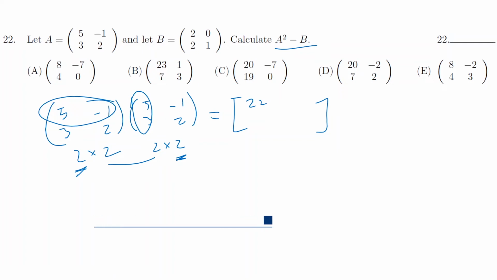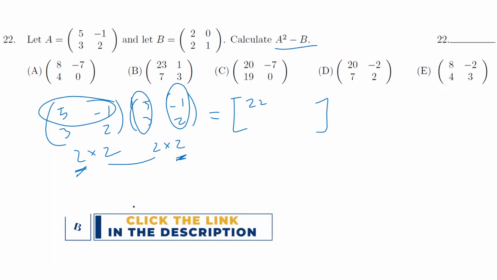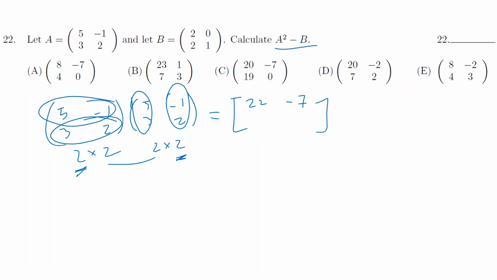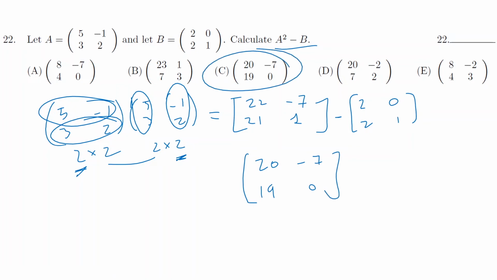5 times negative 1. We'll do this row. So it's negative 5. Minus 2. That's negative 7. Then we'll do the second row of the first one. 3 times 5, 15. 2 times 3 is 6. So 15 plus 6, 21. And then we got 3 times negative 1 and 2 times 2. So that's positive 1. And then minus B. So we have to subtract 2, 2, 0, 1. So we get 20, minus 7, 19, 0. And the answer is C.